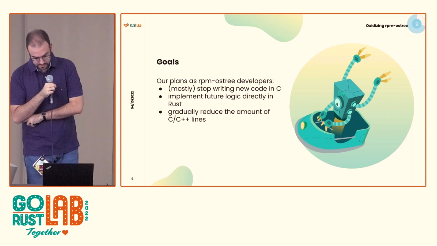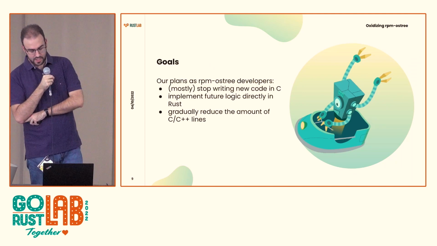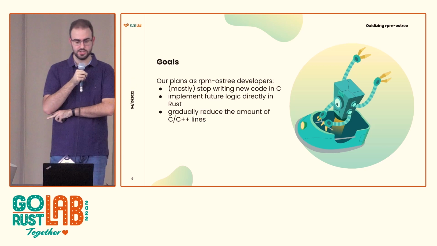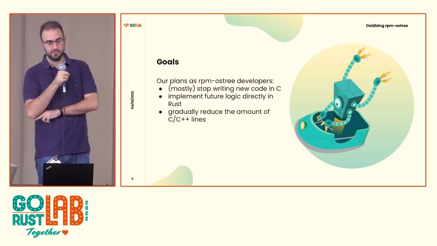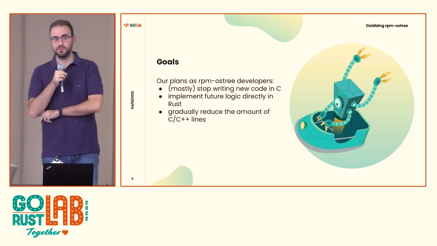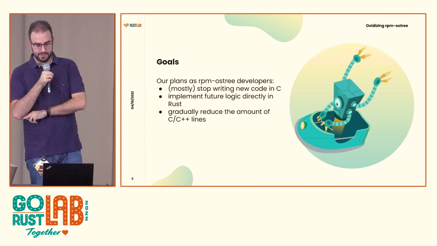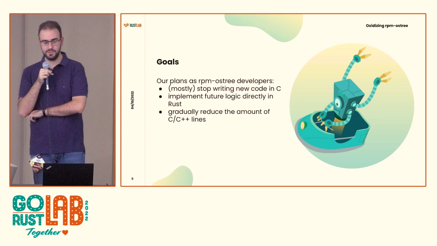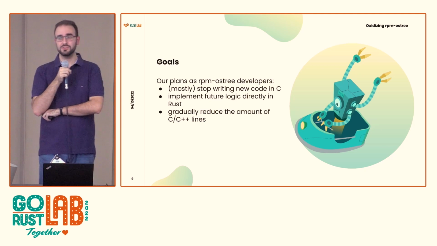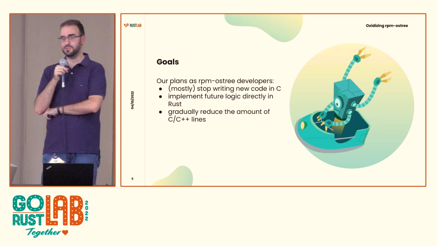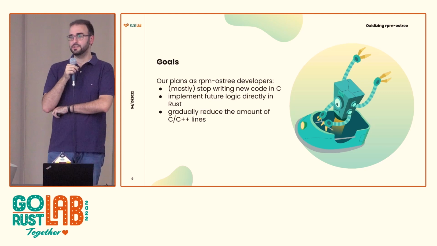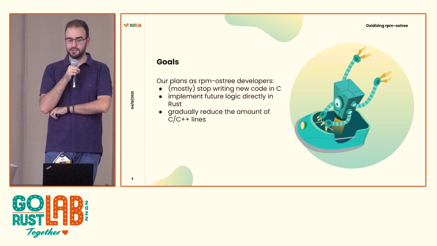Okay, I think I haven't forgotten everything. So that's where we are. This is the introduction to the components that we're going to touch. And our goals as RPM developers were more or less the following a few years ago when we started this oxidation process. More or less stopping writing new code in C. Not because we are not C developers or because we completely dislike C, but for several reasons that I'm going to list later in the conclusion, which make our life easier.